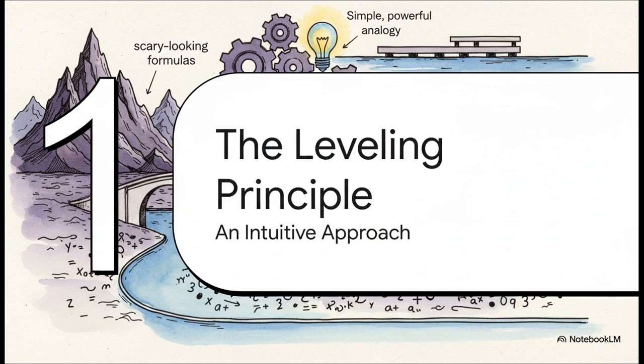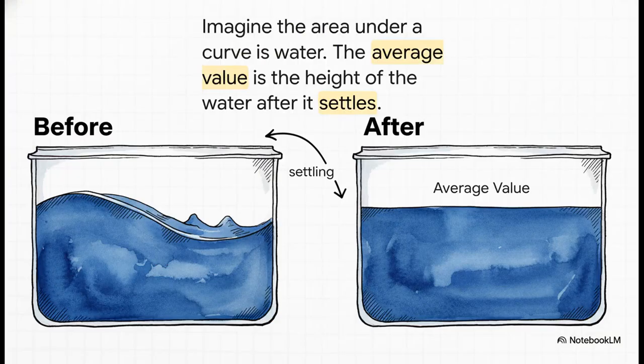Now, before we get into any formulas that might look a little scary, let's build some intuition first. Honestly, the best way to really get the average value of a function is with a really simple and powerful analogy. I want you to imagine the graph of our function, with all of its peaks and valleys. Now picture that as the choppy surface of water in a glass tank. The total area underneath that curve, that's the total volume of water in the tank. So what would happen if you just let all that water settle? It would level out to a single flat height, right? Well, that final level height, that's the average value of the function. It's the one value that represents the whole choppy mess.